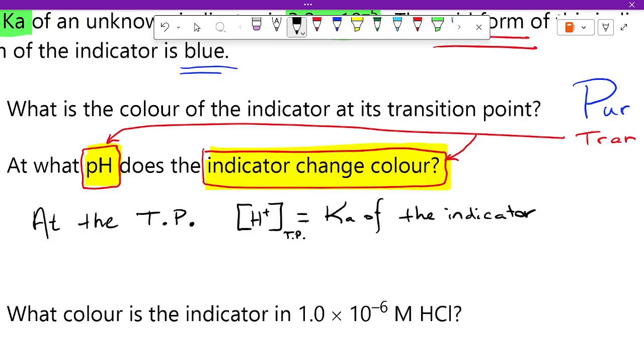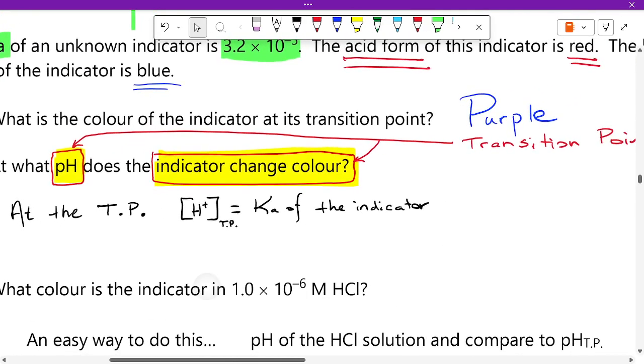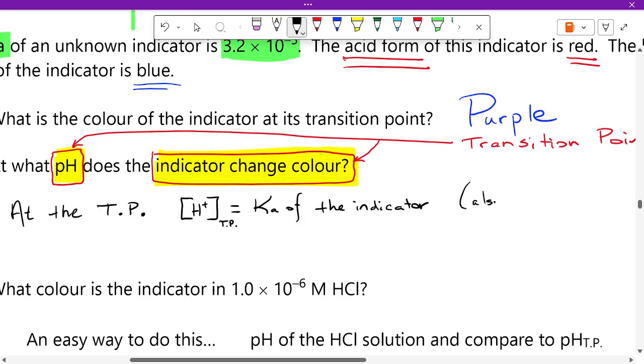Just by way of reviewing, what else is true at the transition point? It's purple. What else is equal? We also have the pH is equal to the pKa. Also, and it's not relevant to this question, but it's how we get to hydrogen equals Ka.